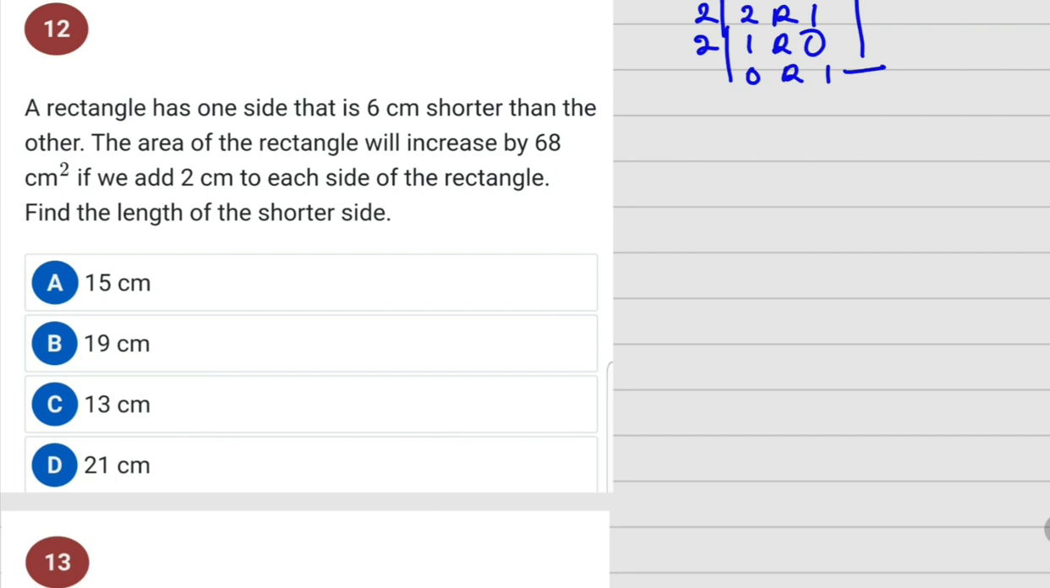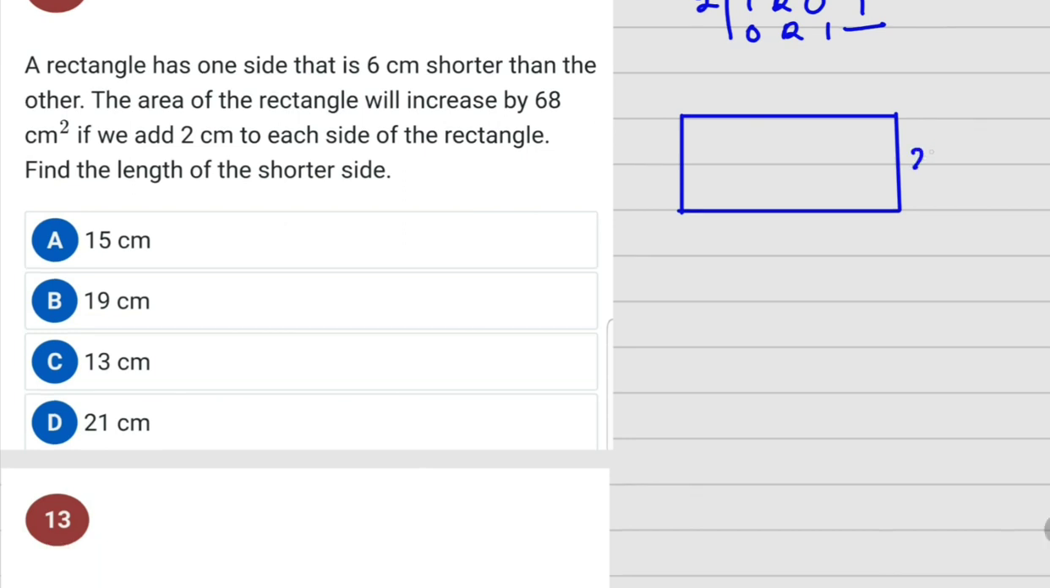Number 12 is a mensuration problem, which says a rectangle has one side that is 6 centimeters shorter than the other. All right. So it's a rectangle. I always like drawing diagrams when I'm teaching. It helps to understand the question. But that is if you have time. So a rectangle has one side 6 centimeters shorter than the other. So if this side is x, then this side will be 6 plus x. Now that is the interpretation.